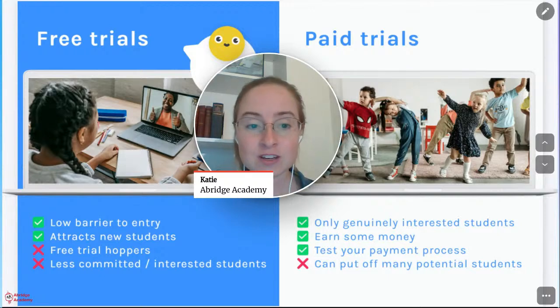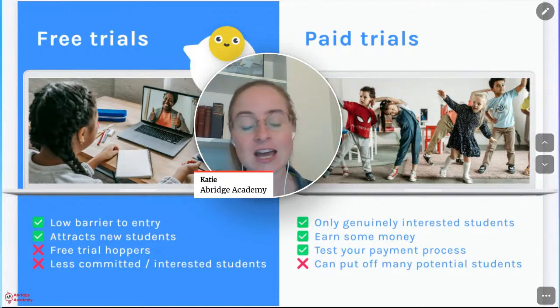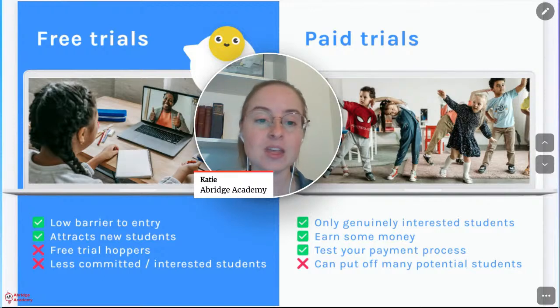You're going to earn some money out of it, which is a nice thing to have. I know some people are talking about discounted classes, things like that, but you're getting some money, so that's a nice thing. It also means you can test out your payment process. Depending on where your students are coming from, if they're in a different country to you, or in a country where the payment process is a lot more complicated, you might yourself not be that confident you can actually take payments from that country.